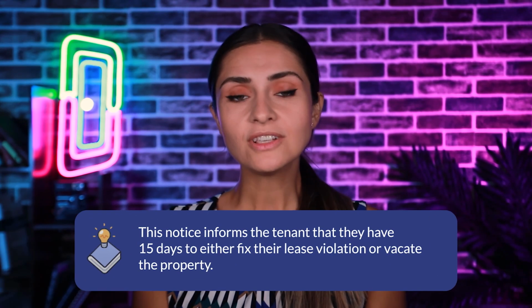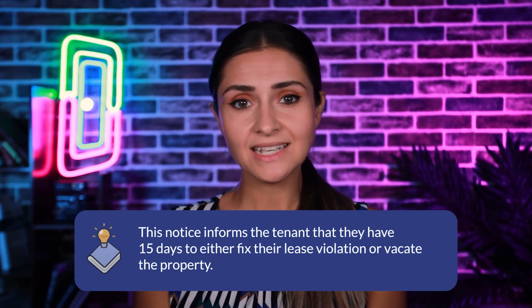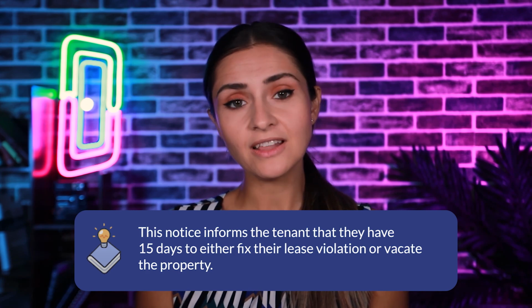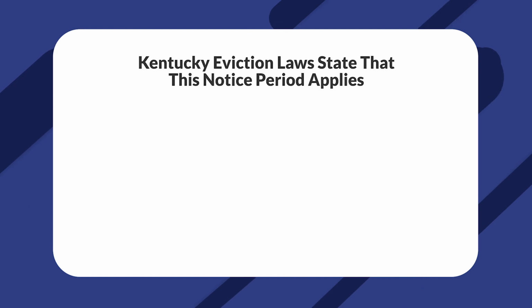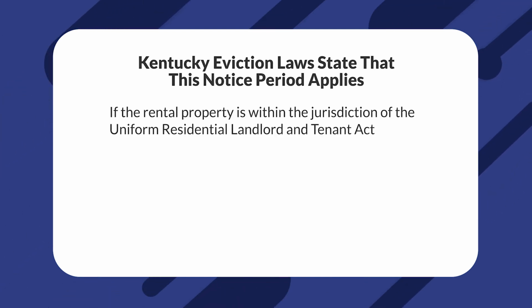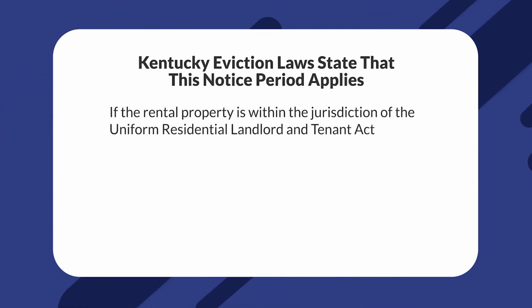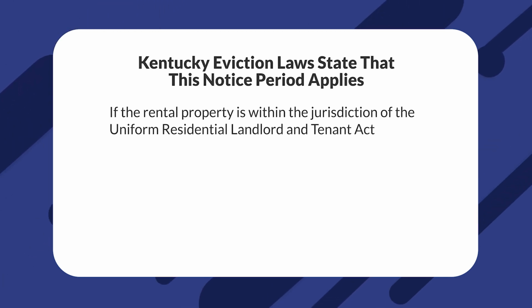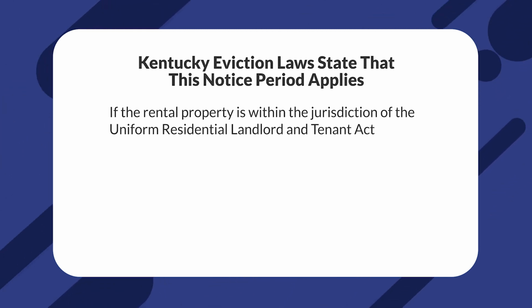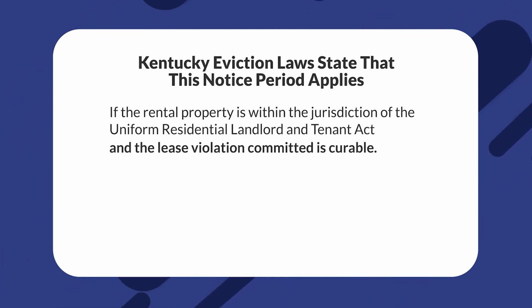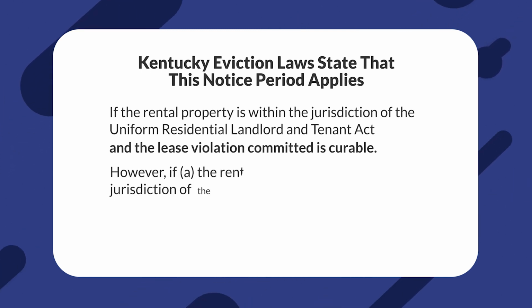If a tenant violates any terms from the written lease agreement, the landlord must give the tenant a written notice called a 15 days notice to comply. The notice informs the tenant that they have 15 days to either fix their lease violation or vacate the property. Kentucky eviction laws state that this notice period applies if the rental property is within the jurisdiction of the Uniform Residential Landlord and Tenant Act, and the lease violation committed is curable.